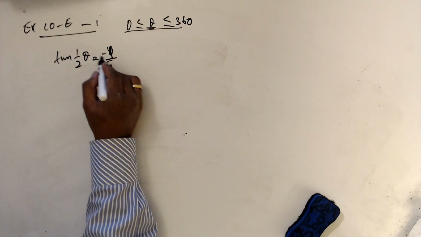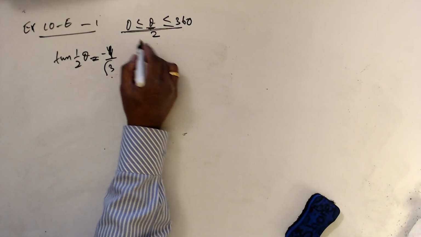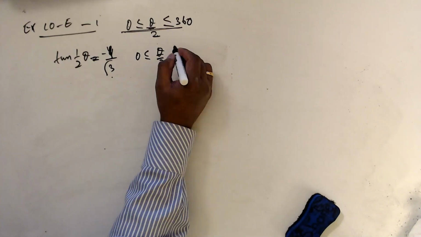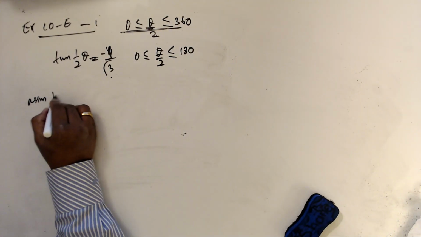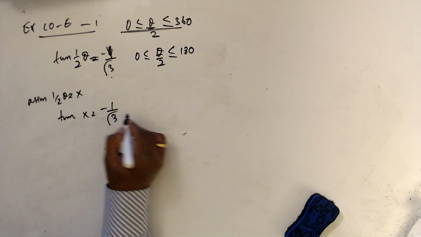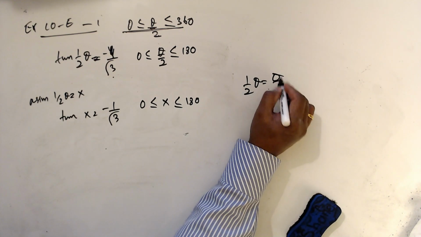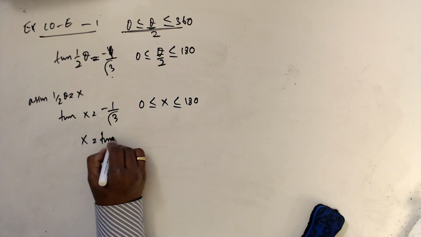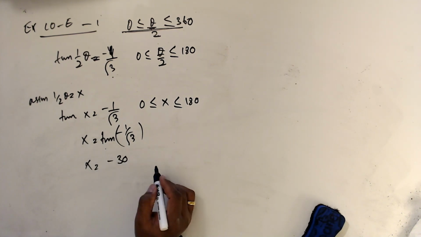Now this is tan half θ equals minus 1 over square root 3. So I want to make half θ. I divide all the equation by 2. 0 divided by 2 is 0. θ divided by 2 is half θ again. 360 divided by 2 is going to be 180. Now assume half θ equals x. Then tan x equals minus 1 over square root 3, 0 ≤ x ≤ 180. Half θ means θ divided by 2, both same. x equals tan inverse 1 over square root 3, so the x value is minus 30.